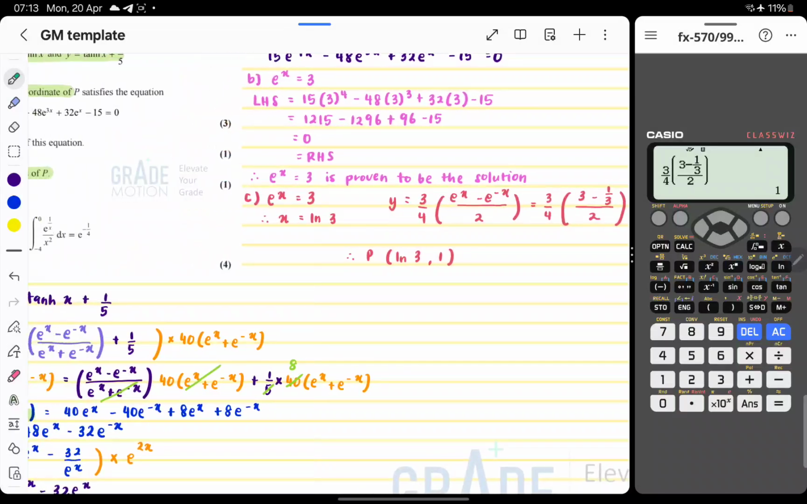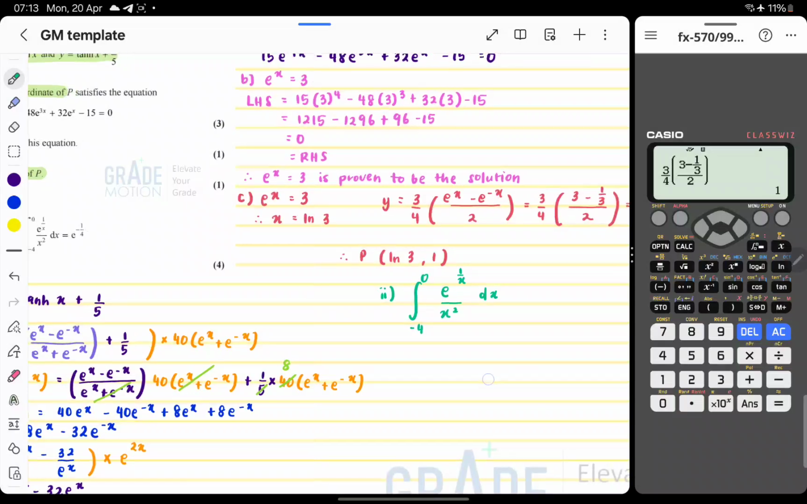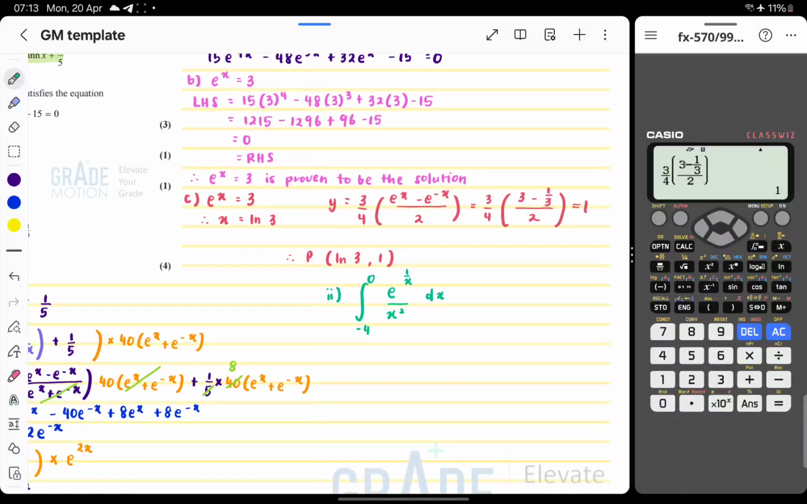Moving on to part 2. Now we have an integration question. The integral from negative 4 to 0 of e to the power of 1 over x squared dx. We want to prove that this should be equal to e to the power of negative 1 over 4. Okay, let's start by substituting. We're going to use the substitution method.